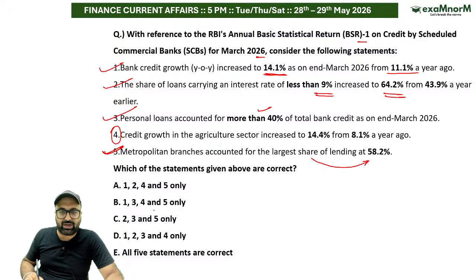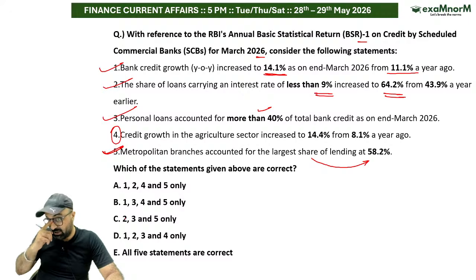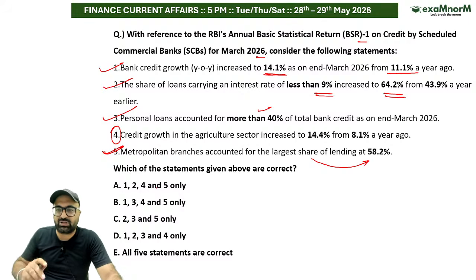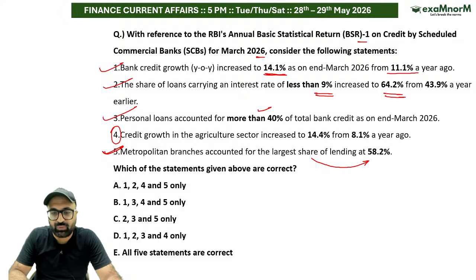अगर मैं यहां से देखूं तो मेरा आंसर क्या बनना चाहिए? 1, 2, 3 एंड 5. अगर मेरे पास 1, 2, 3 एंड 5 ऑप्शन है देन इट विल बी फाइन. अगर मेरे पास वो ऑप्शन ही नहीं है तो क्या फोर्थ स्टेटमेंट करेक्ट है या नहीं? बताओ जरा सोच के. फोर्थ स्टेटमेंट करेक्ट है या नहीं? ऑप्शंस को ध्यान से देखो, ऑप्शन से आपको आंसर मिल जाएगा. यू विल गेट द आंसर फ्रॉम द ऑप्शंस.